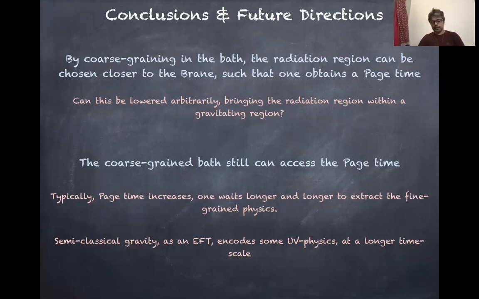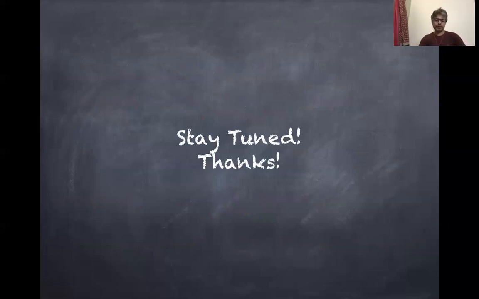The other point is that the coarse-grained bath still accesses the Page time. It seems to be increasing, but nevertheless it's there. One other way to say the same thing is that all we are doing is semi-classical gravity, but semi-classical gravity seems to be still aware of the UV physics. You just have to wait for a longer time scale, meaning that your Page time increases. So the fact that your UV physics is unitary is manifest if you wait sufficiently long. That seems to be the other lesson. There are many loose ends and many future things that one can do with this, so let me not get into that, and let me end here. Thank you for your attention. Thanks a lot.